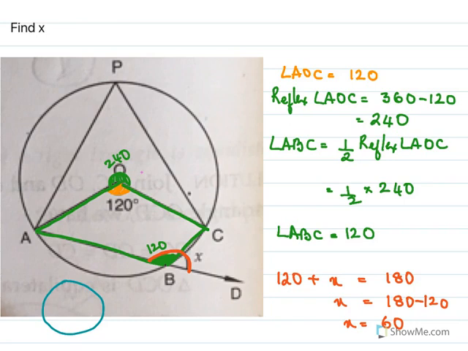Just to remind you here, what property have I used? This is a circle. If I know this central angle, its angle at the circle will be behind it, will be here. So if this is now 240, this will be half of it, will be 120.